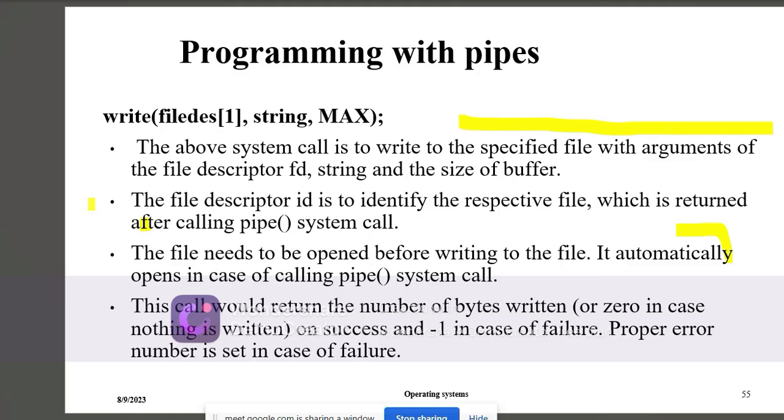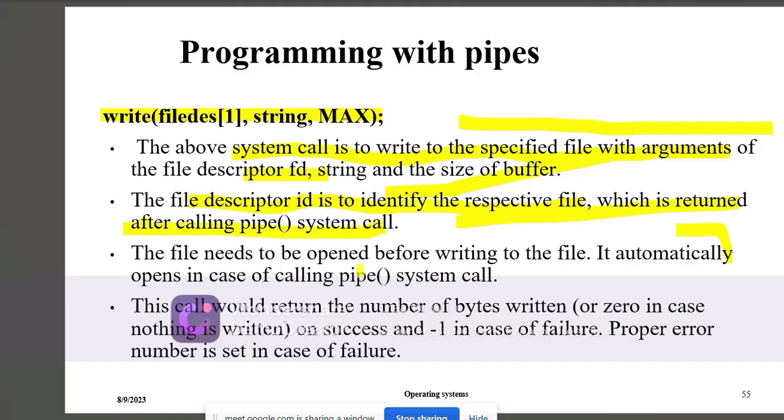So how is the writing programming done in pipes? For this the write function is there, and file descriptor 1 is there for writing, then the string and max, that is the size of the write system call, that is the size of the string data type. And this system call writes to the specified file with the argument of a file descriptor. FD is nothing but the file descriptor, and this is the size of the buffer.